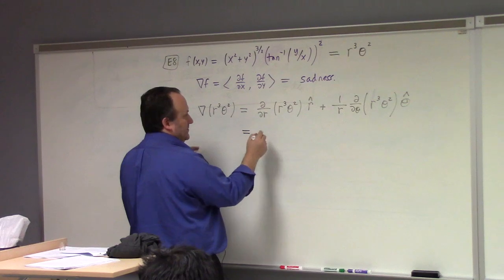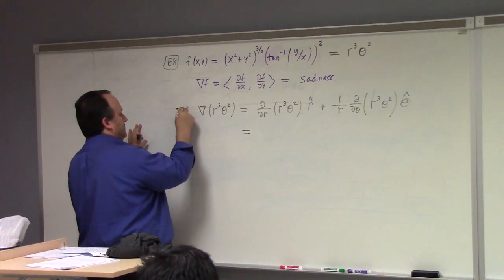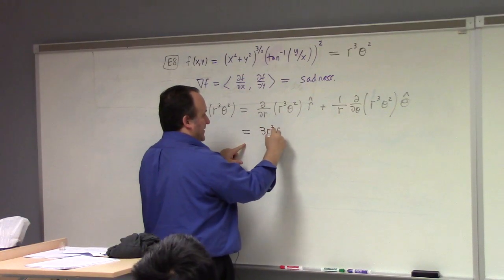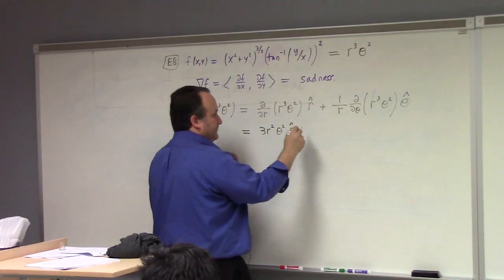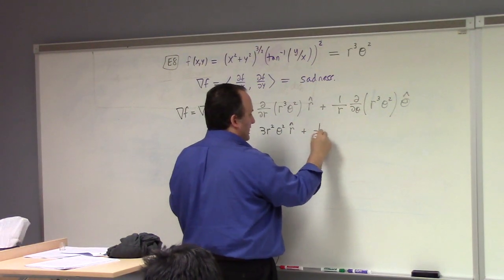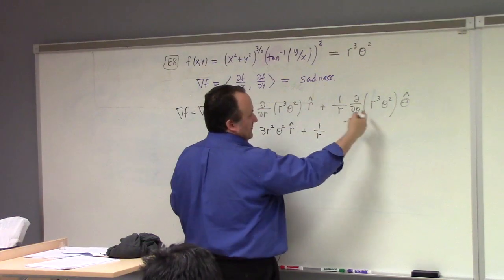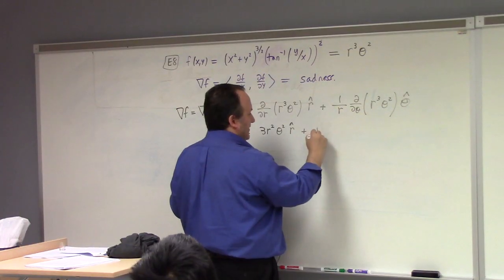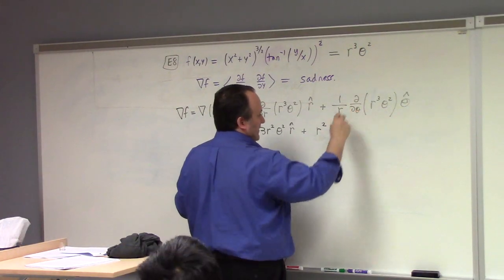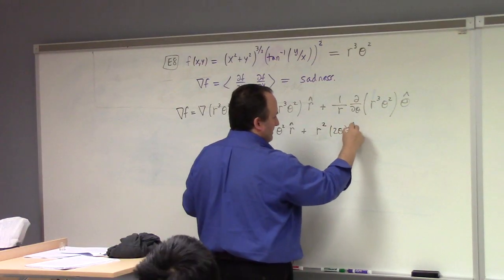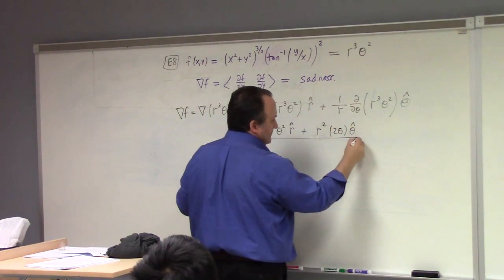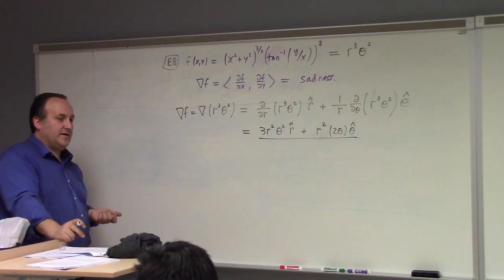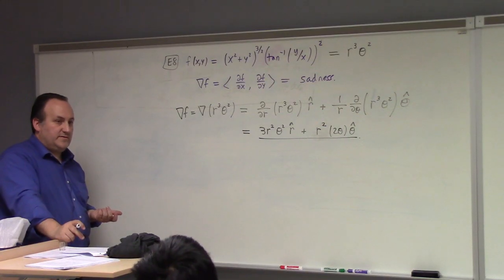So what's this work out to? Well, we've got 3 r squared theta squared r hat, and then plus 1 over r. Well, we can pull the r out, right? So that just gives me a what? These squish down to r squared, right? And then the theta gives me a 2 theta hat. And there you go. That's the gradient. And if you wanted to, you could convert that back to xy coordinates.